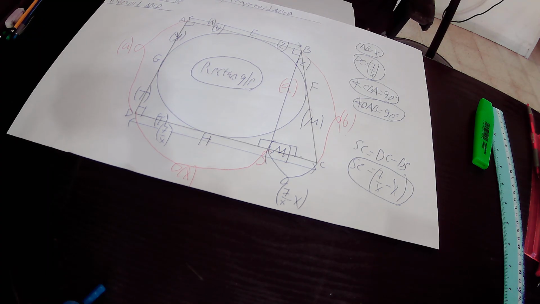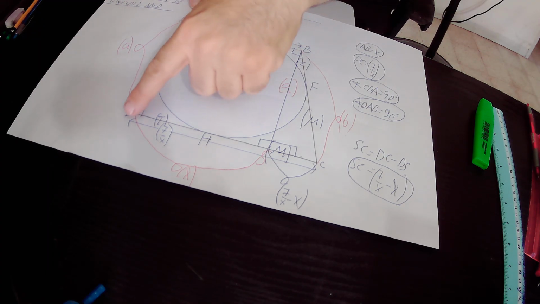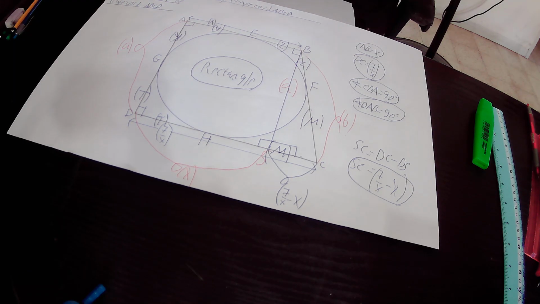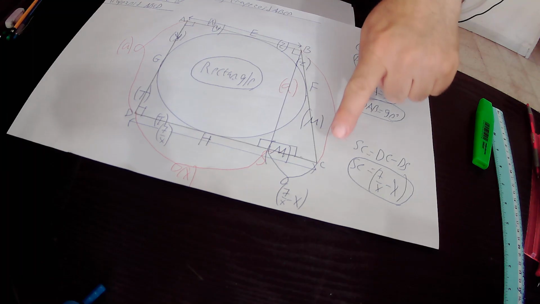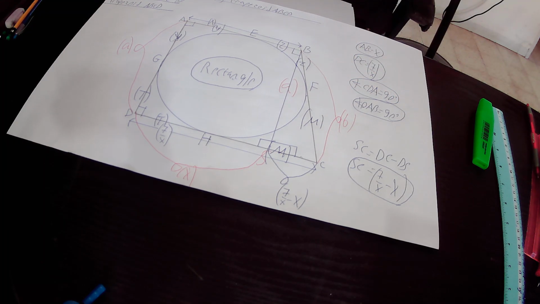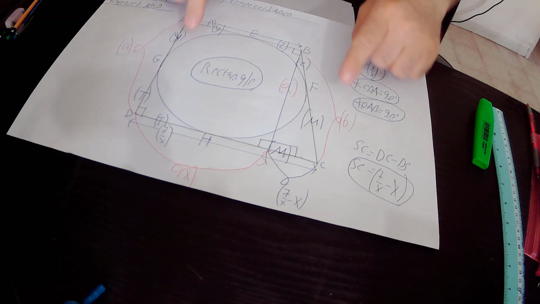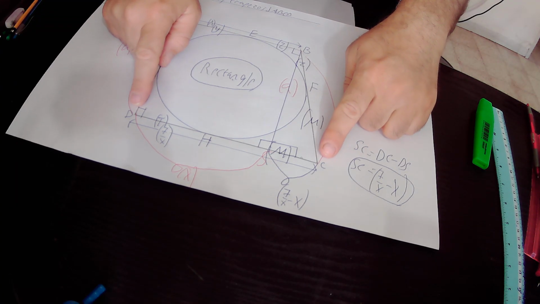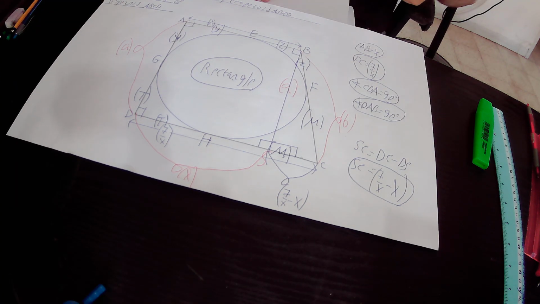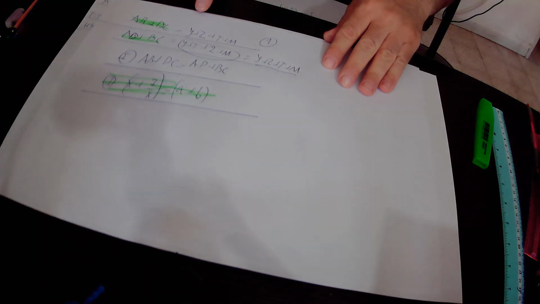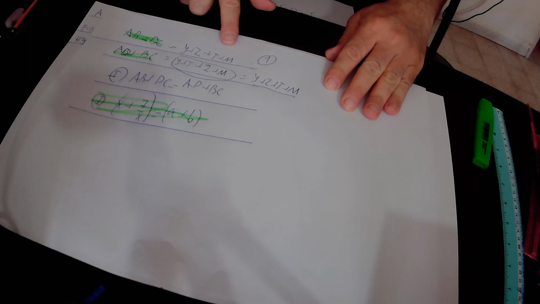In the next step, we define the length of this side AD of trapezoid ABCD as A, and we define the length of this side BC of trapezoid ABCD as B. So what is the value of AB plus DC? AB equals Y plus Z. DC equals T plus M. And therefore in total, AB plus DC equals Y plus Z plus T plus M.